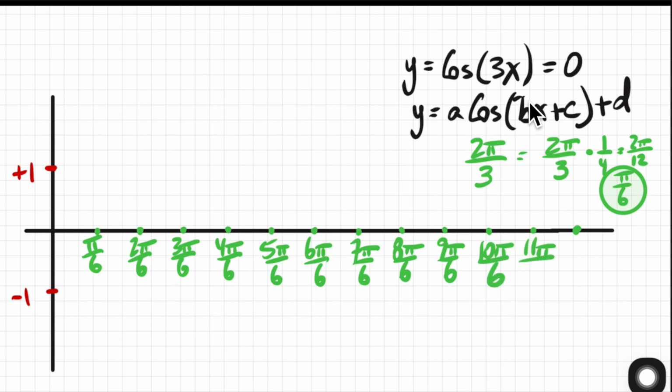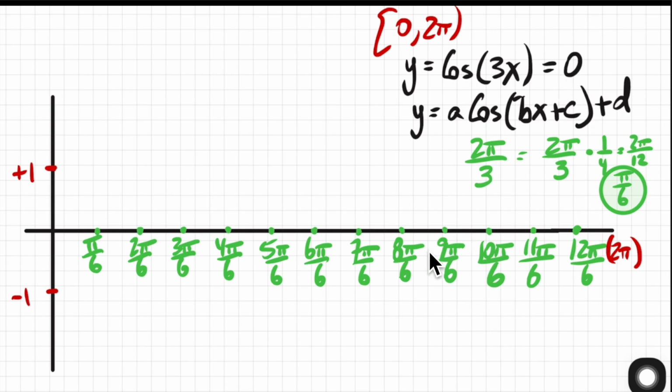11, and 12. Now, why did I stop here? Because, folks, that's none other than 2 pi. And the original problem wanted us to find all the x values where the cosine of 3x is 0 between this interval of 0 to 2 pi.